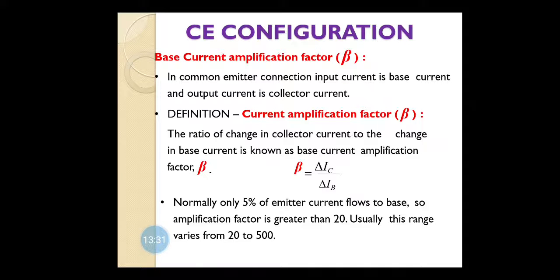So a few different terms related with common emitter configuration: the base current amplification factor. You just have to call it the current amplification factor, and it is represented by beta. In common emitter connection, input current is base current and output current is collector current. So the current amplification factor is the ratio of collector current and base current. So collector current upon base current is the current amplification factor.